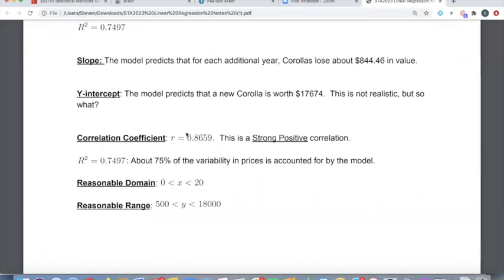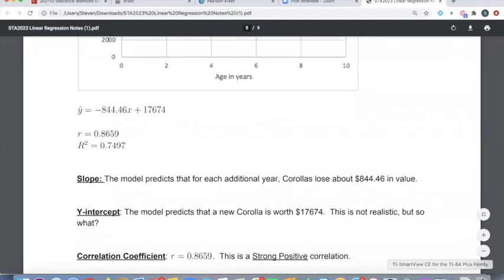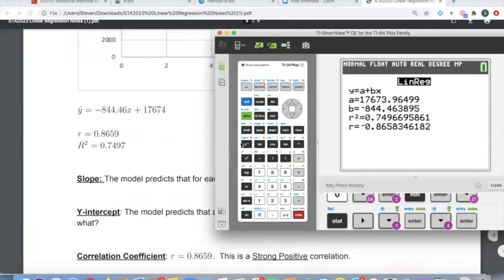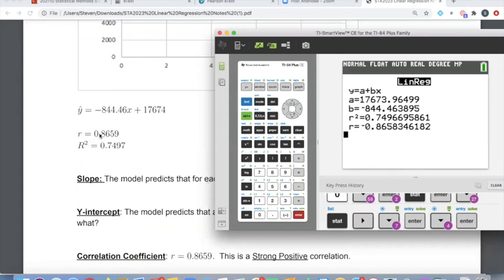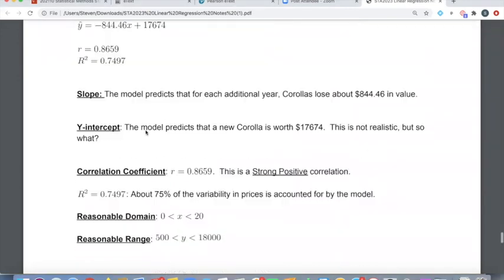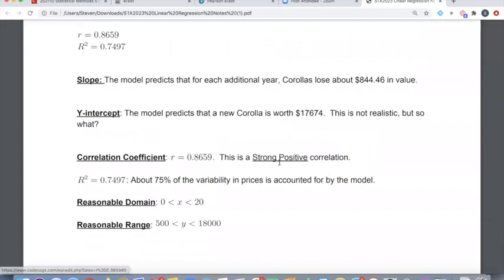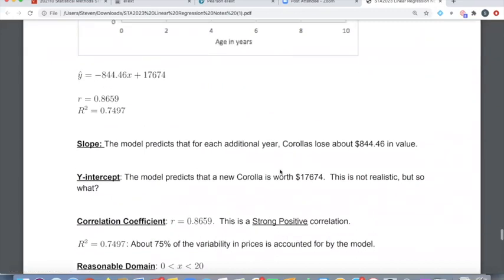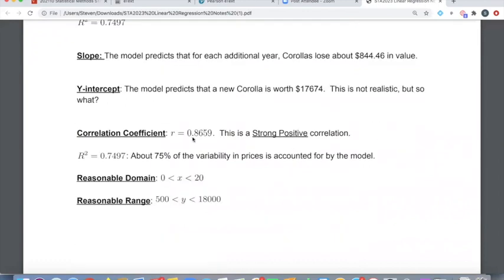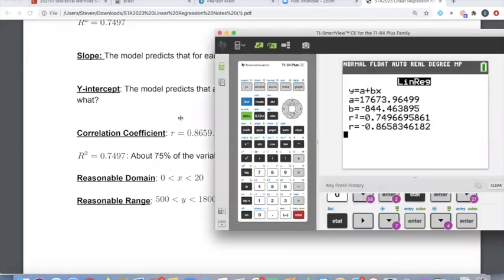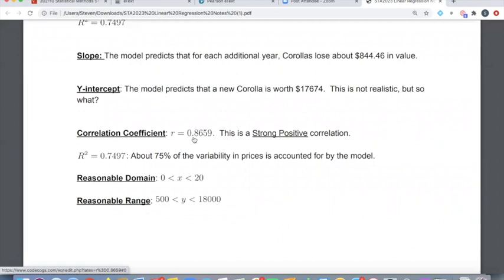Okay, our correlation coefficient, the calculator gave it to us. It was right here. Oh, that's a typo right there. Notice that. I hadn't noticed that before. That should say negative 0.86. And then I wrote here strong positive. I need to fix this document. I'm going to go back, edit this, and fix this. That should say negative. There is a strong negative correlation. Negative because it's a negative number. Strong because it's close to negative 1.